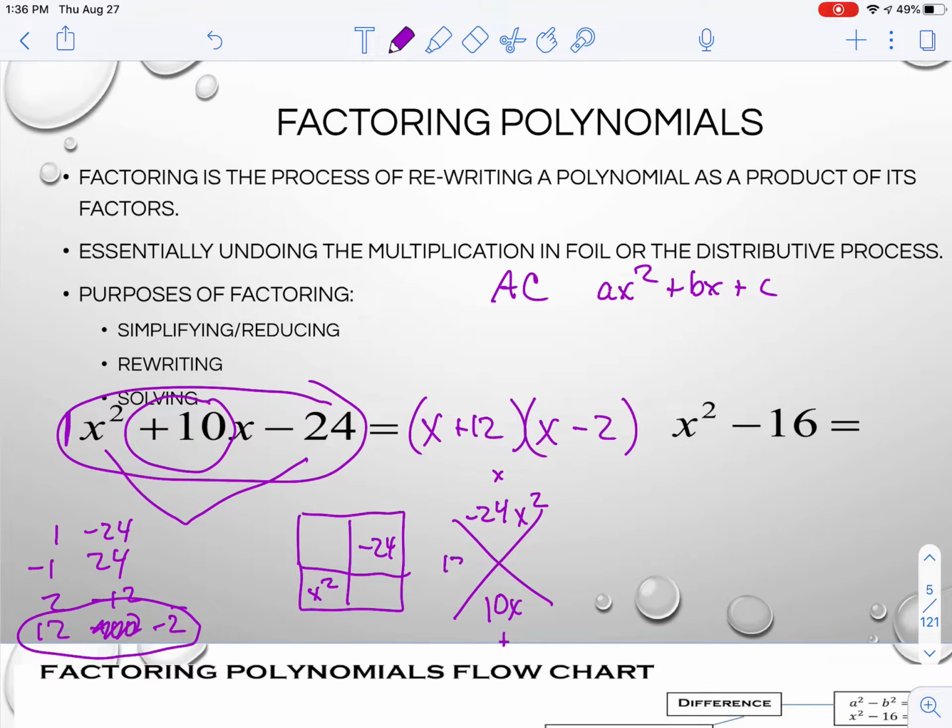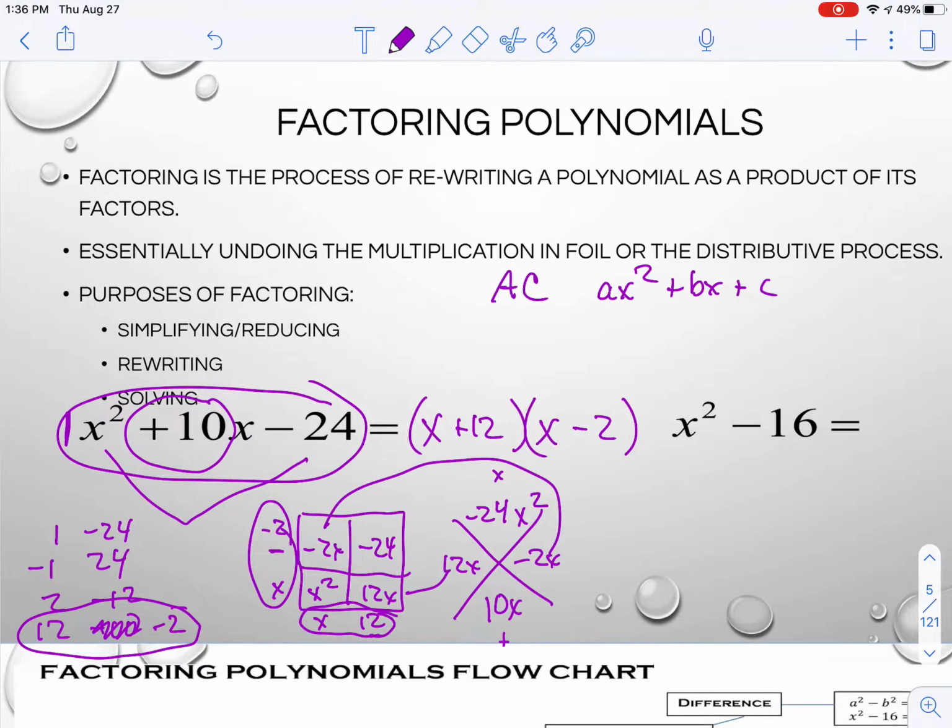Okay, so that would be 12x and negative 2x. Doesn't matter where these things go. Okay, and your other two, and then you figure out the labels for the outside of your rectangle. So x times x is x squared. x times what over here is 12x, so that'd be 12. And then x times what gives you negative 2x, that'd be negative 2. So you still get x minus 2 times x plus 12.